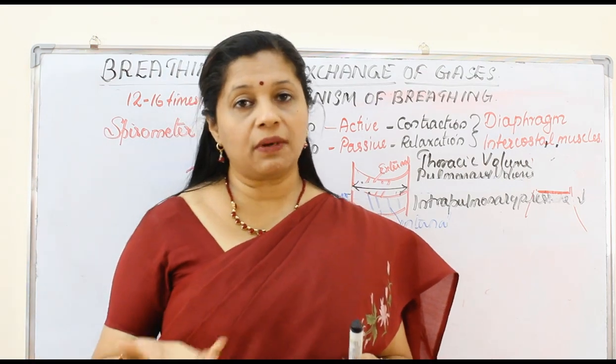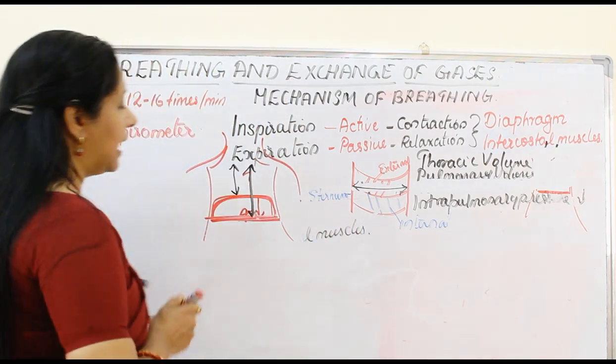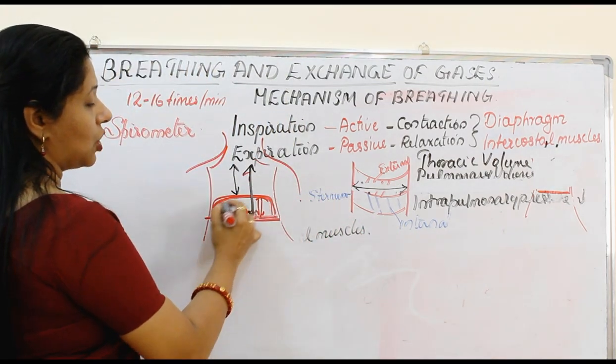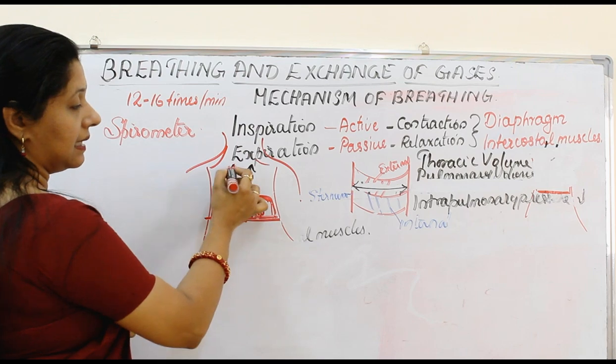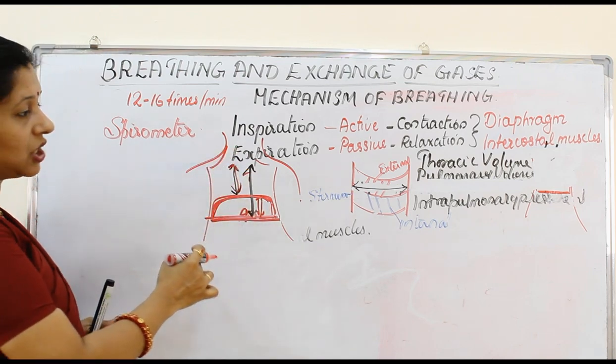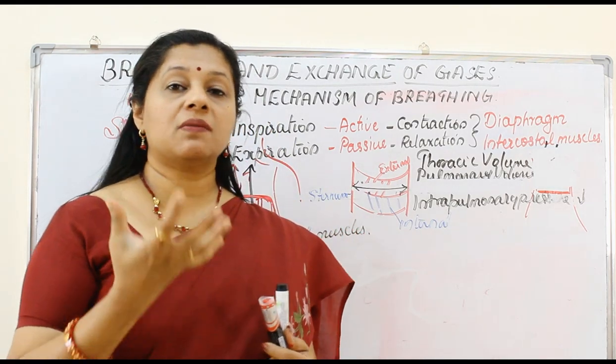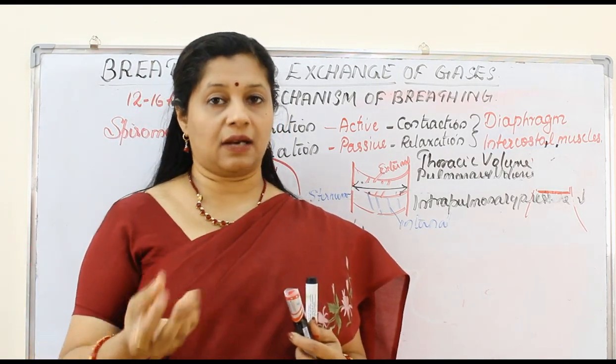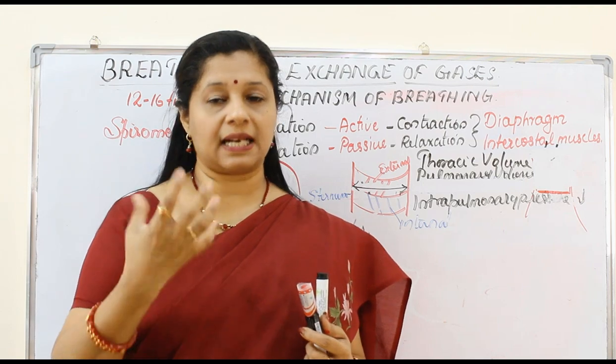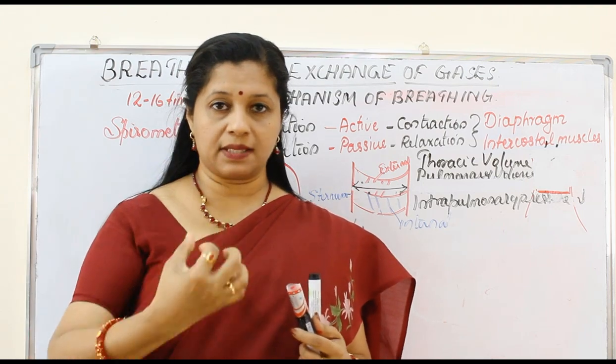Now what is happening during exhalation or expiration? The diaphragm will return to its normal position. So the space decreases in the anterior posterior direction. The rib cage also will be coming downwards and backwards, because whichever muscles contracted, they are relaxing now. That is, the external intercostal muscles are relaxing. So it will come back downwards and backwards.